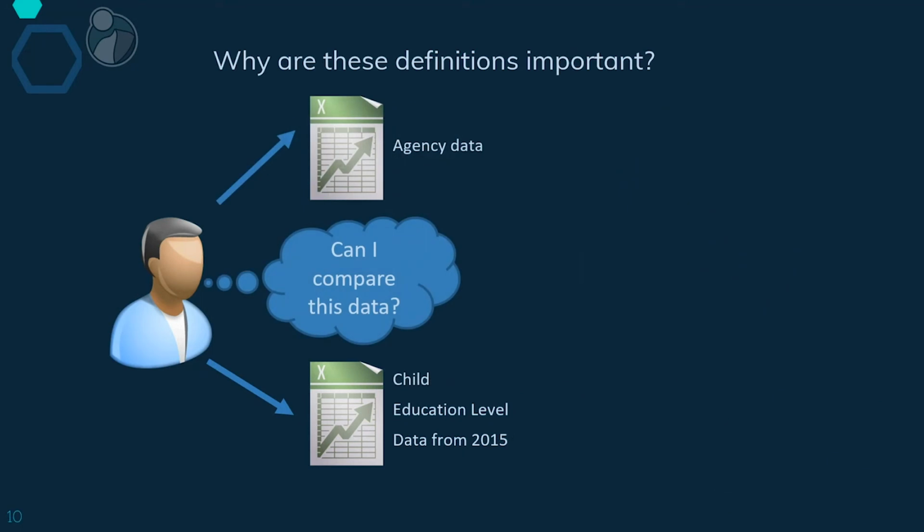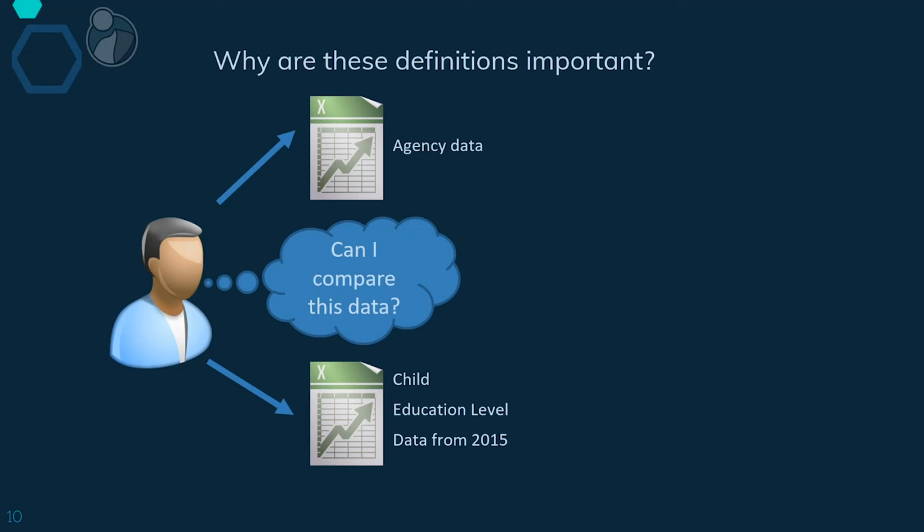As another example, these definitions become really important around the comparison of data. So if I've got my data about children or students from 2015 and I want to compare it with other data, how can I know that I can do that? What can I do to build up that confidence that this data is accurate? Well, the way that we can do that is, again, we look at the metadata.